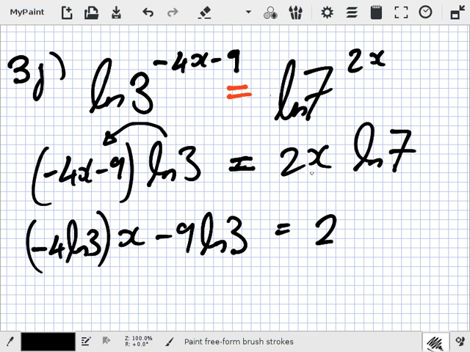Now, I know it's 2x log 7, but it looks a little bit nicer if I write it as 2 log 7x. Because you're multiplying. So, when you multiply something, you can change the order. Obviously, 3 times 5 is the same as 5 times 3. So I'll just change the order. It'll look a little bit neater like this, 2 log 7x.